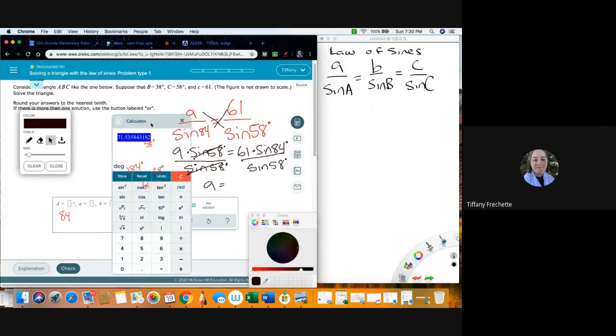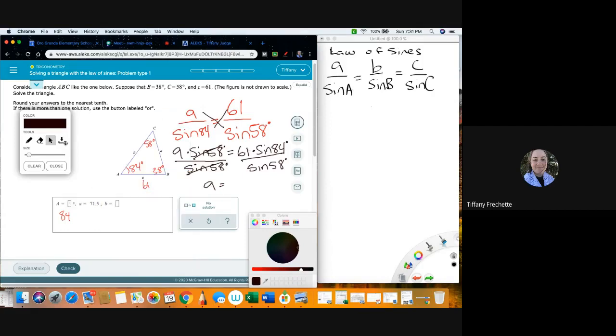And so I get 71.5, and I want to round this to the nearest tenth. So I just look at that 3. Well, that's 4 smaller, so I know it's going to stay 71.5. All right, so I'm going to close this, and then I'm going to clear this out because I need a little bit more room here.